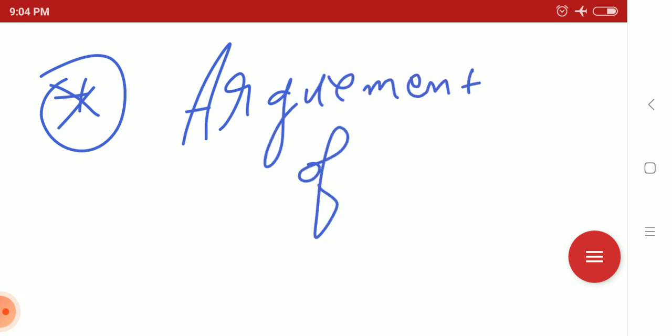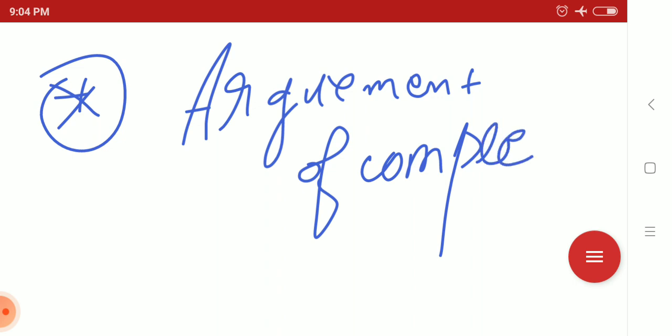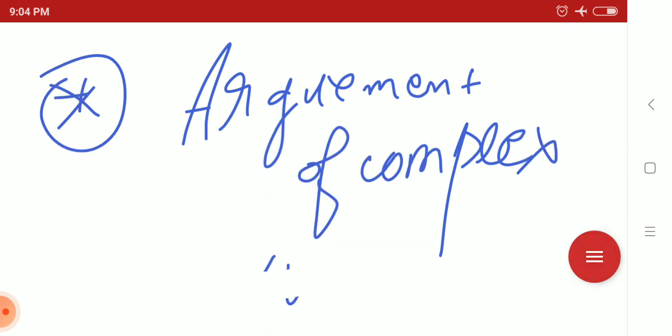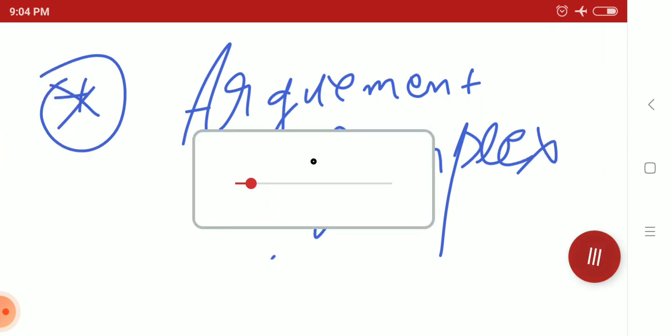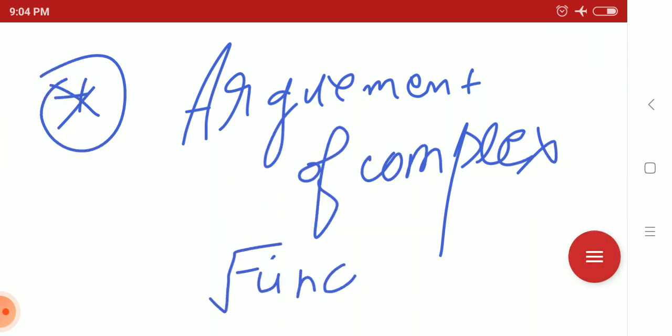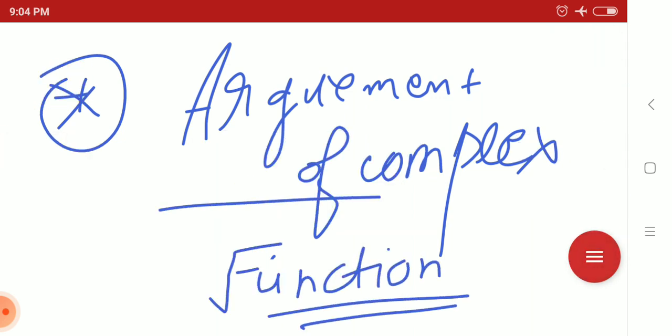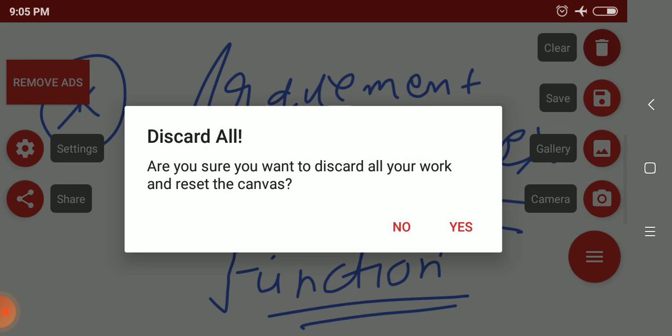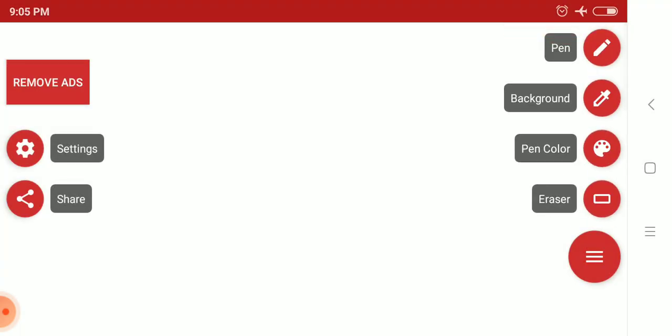The first topic: argument of a complex function. What do we mean by that? We have discussed a little bit about the argument of a complex number, but today we are going to discuss in deep detail the argument of the complex function. So what do you mean by argument? Argument means the angle made by the mod of that complex number with the real axis. We have discussed that thing.